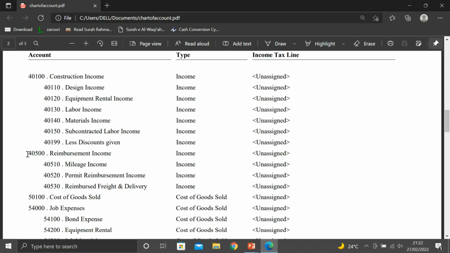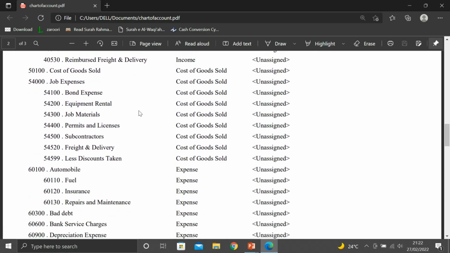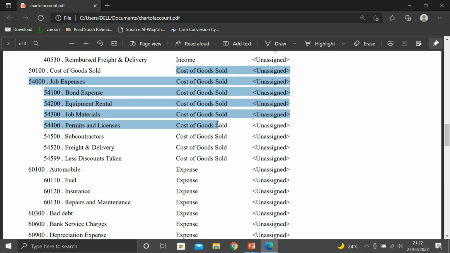Then again we have another revenue control account, reimbursement income, and the subsidiary ledgers for this head are mileage income, permit reimbursement income, and freight delivery. Then with 4 we see all the revenue accounts. Then with 5 all the codes are starting for cost of goods sold. You can see here all the account types are cost of goods sold.